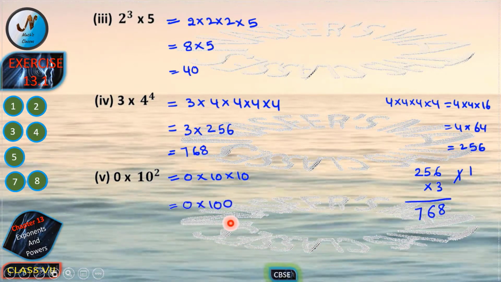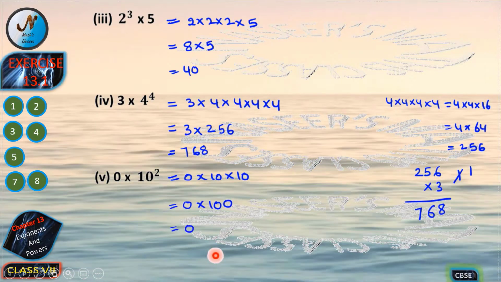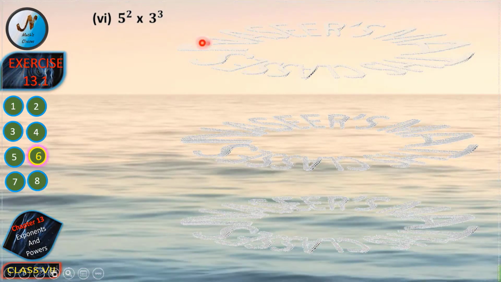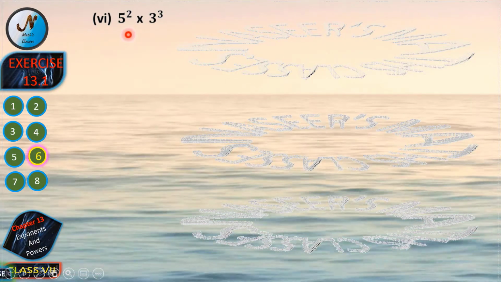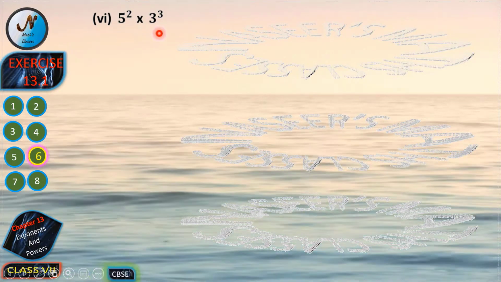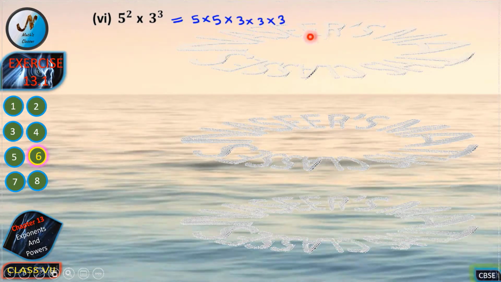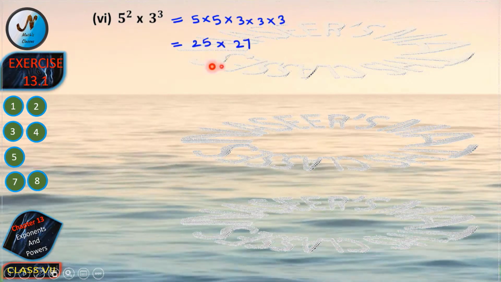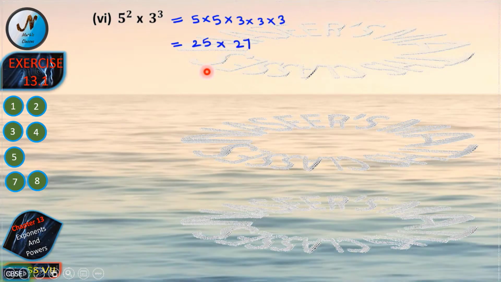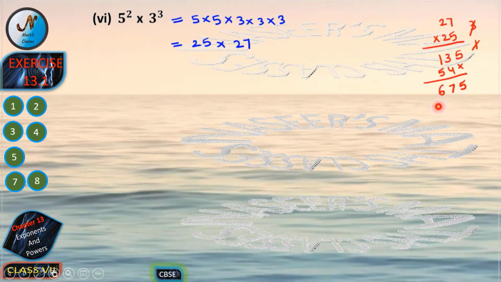So which is equal to 0 into 100. 0 into 100 is equal to 0. Next, sixth one 5 square into 3 cube. 5 square means 5 is multiplied 2 times into 3 cube means 3 is multiplied 3 times. So it can be written as 5 multiplied 2 times into 3 multiplied 3 times, which is equal to 25 into 27. After multiplying 25 into 27, we get 675.